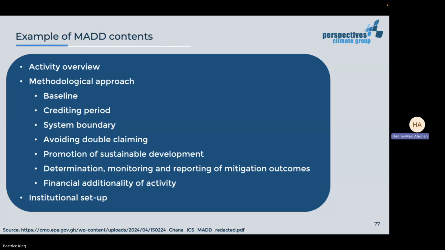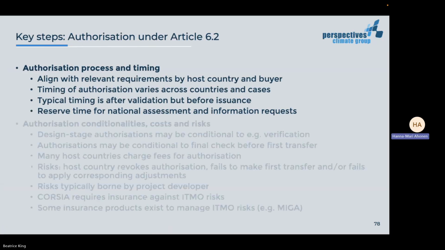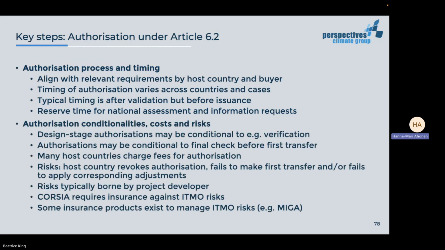Yeah, here's a slide with some examples of the MAD contents, but it's basically just headings on the different aspects we've been talking about, and other aspects. We haven't covered everything. And then moving on to some points about authorization. First of all, the authorization can happen at different times. To be authorized, you will need to meet the requirements of the host country and of the buyer if you need their authorization. The timing could be at different points, so that's good to take into account. Typically, it's after validation, but before issuance. So then the country has enough information to make an informed decision about authorization.